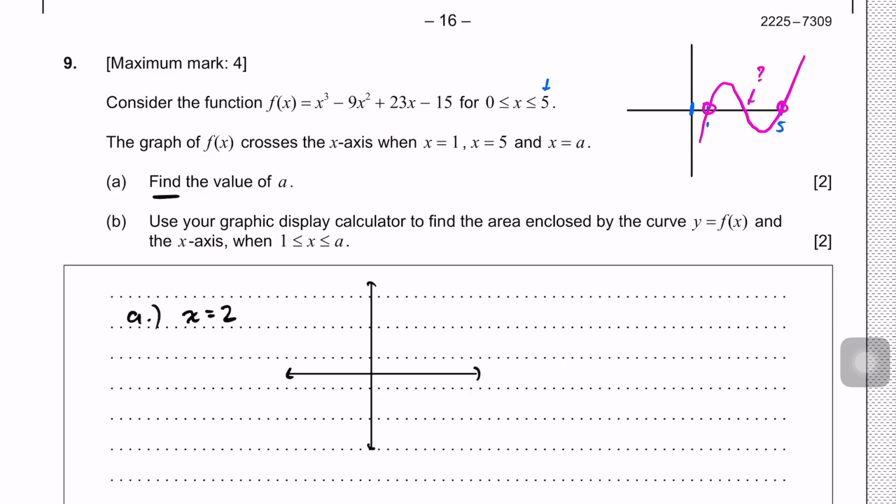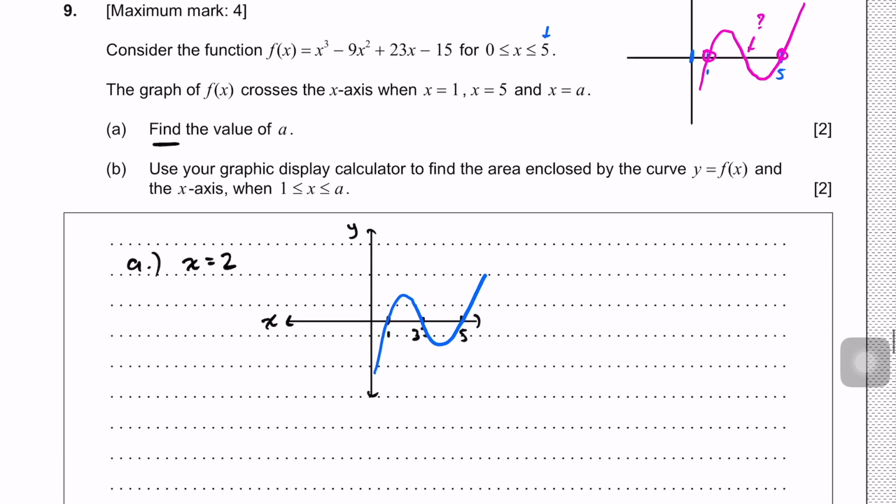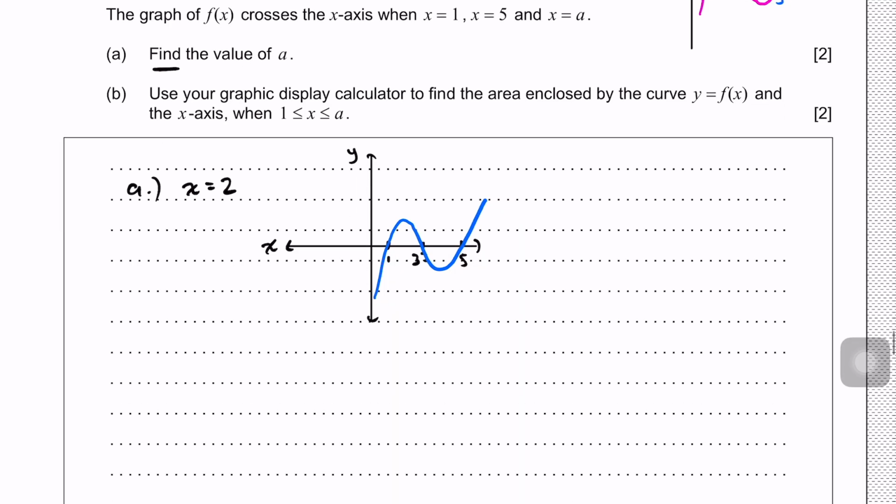So here we are. It's x, y. What does the function look like? Crosses through 1, crosses at 3, and then it crosses right at 5. It's increasing at this point right here, then it goes down, and then it goes up. And that should be enough. Okay, good. So that's all you need. Just show the intersection points and a quick sketch.